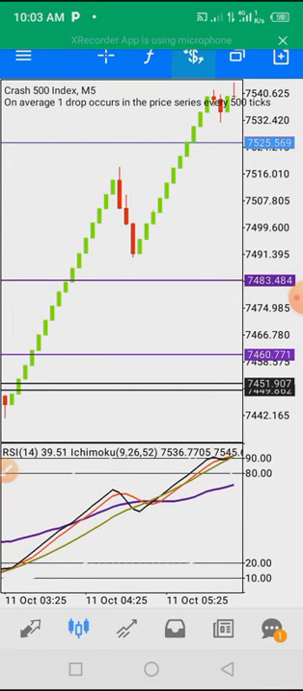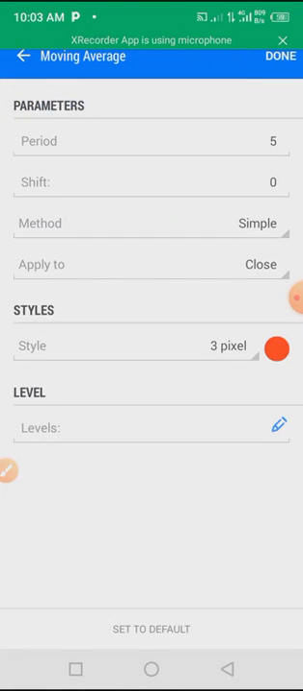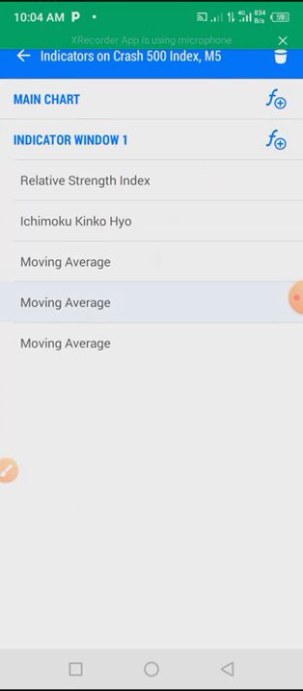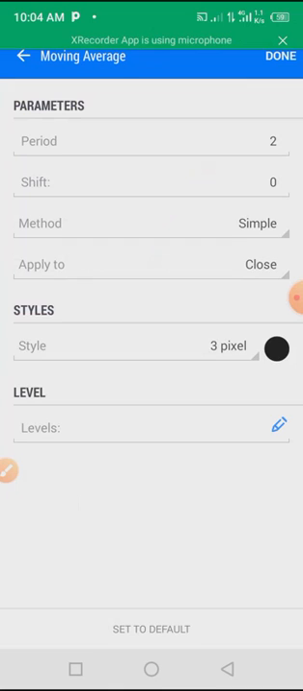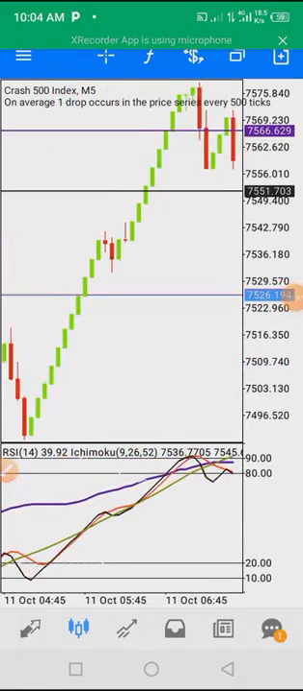The next thing is the moving average. The first moving average period should be 5, shift 0, method simple, apply to close, 3 pixel red. Okay, so you click on done. The second moving average here should be period 2, shift 0, method simple, then apply to close, 3 pixel black, or any color that will be visible on your chart. You click on done. The third moving average is moving average 50, 0, exponential, close, then 3, and you click on done. After the whole setup, your chart will look this way.